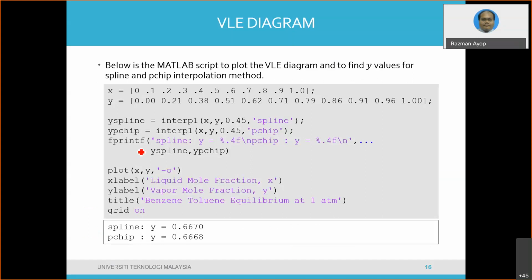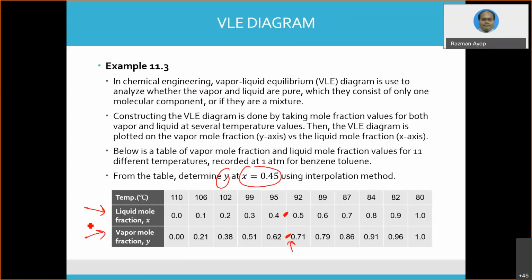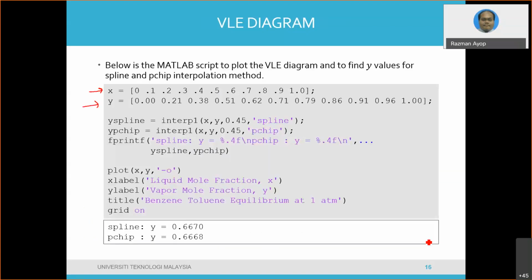So you have the X value here, you have the Y value. This one is the X, so 0, 0.1, 0.2 until 1. And the Y is 0, this one is the data. So you just put the X and Y here. And then you use spline. So this is the output of the interpolation.